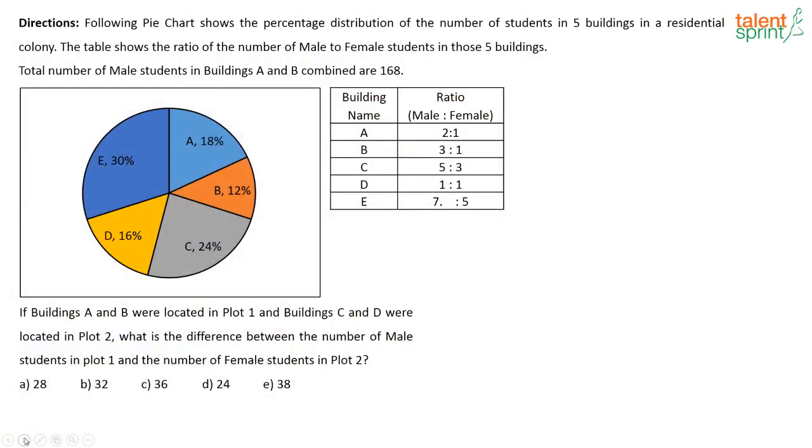Next. If buildings A and B were located in plot 1 and buildings C and D were located in plot 2, what is the difference between the number of male students in plot 1 and the number of female students in plot 2?